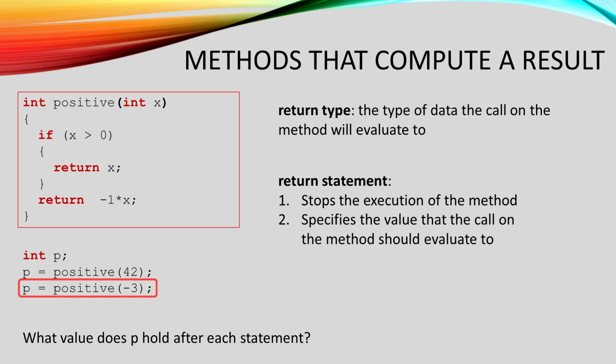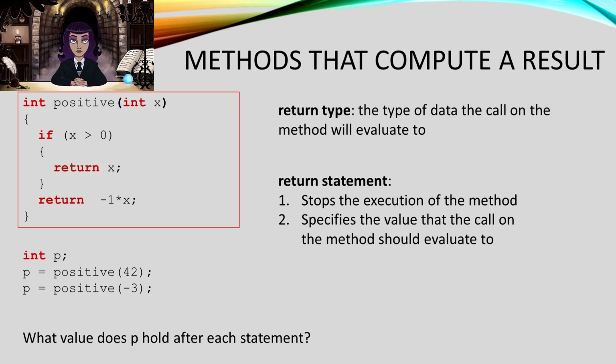Similarly, when this assignment statement runs, -3 will be passed into x. Now x is not greater than 0, so we skip the block of the if statement. Then it executes return -1 times x. Since x holds -3, that will return 3. The method will stop executing, and the call on the method will evaluate to 3, and that is what will be stored into P. It's important to remember that the return statement does two things. First, it lets you specify the value that the call on the method should evaluate to. And second, it stops the execution of the method.